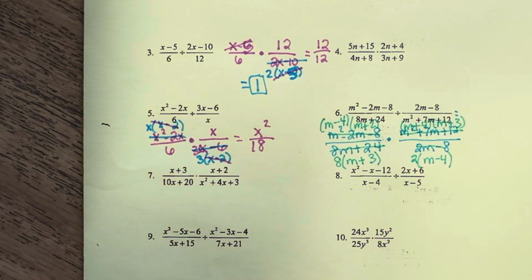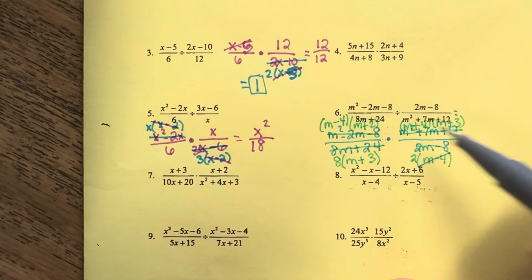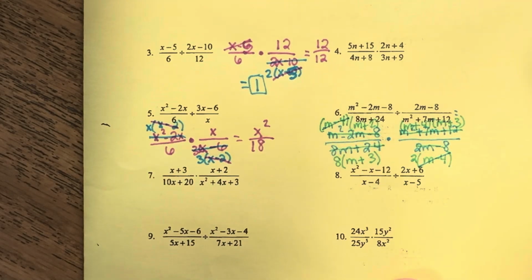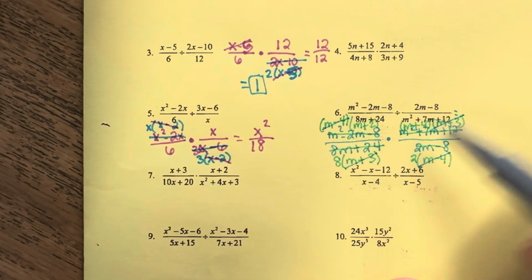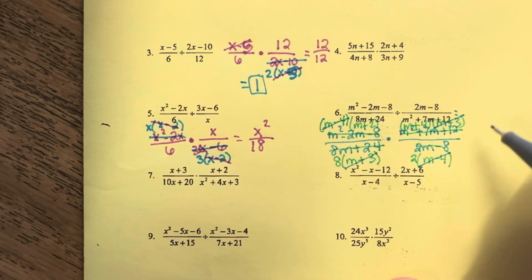And I know there's a bunch of stuff going on in this one. But you want to cancel out what's the same. Again, it has to be exactly the same. Like I cannot cancel out m plus 4 and m minus 4. They don't match, okay? But I do have an m minus 4 right here and an m minus 4 right here, so those will cancel out. And then I also have an m plus 3, those cancel. And then that's about it.